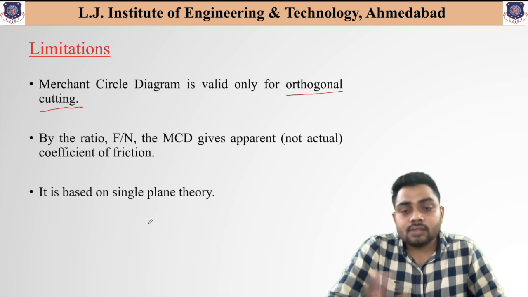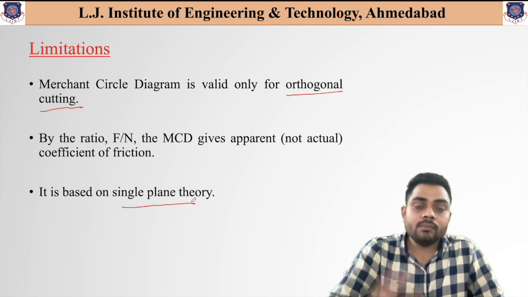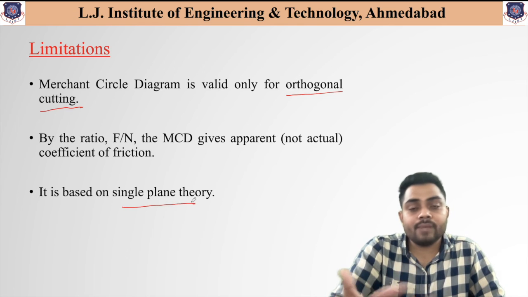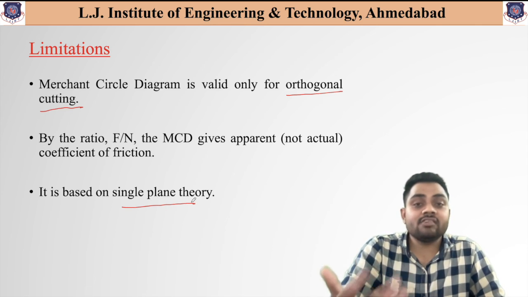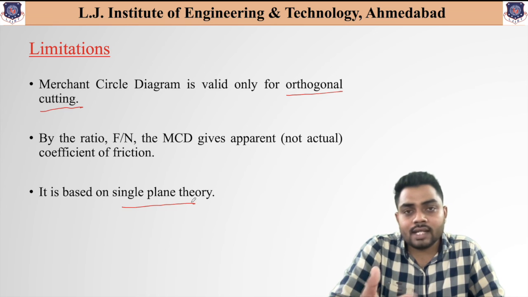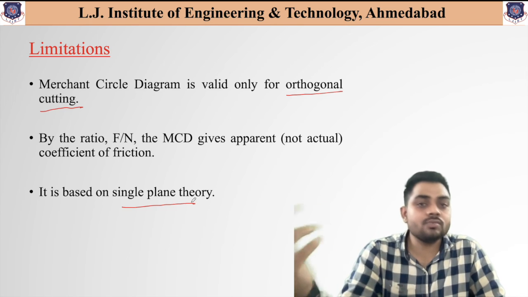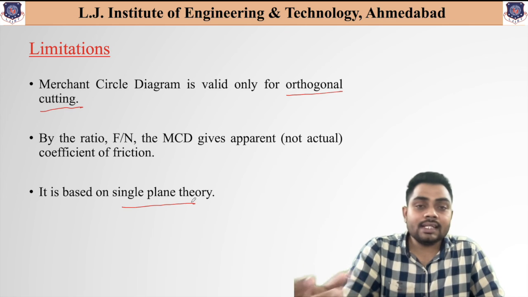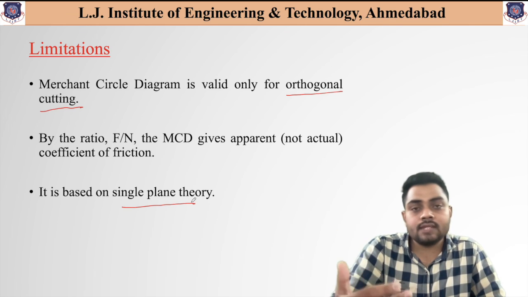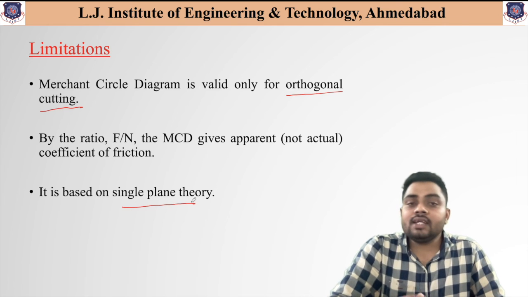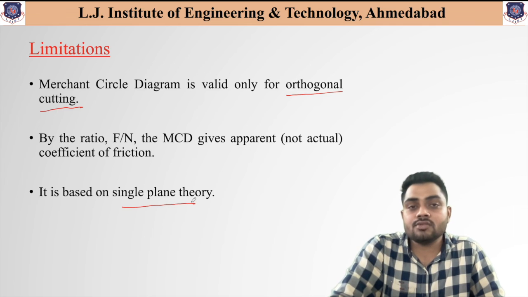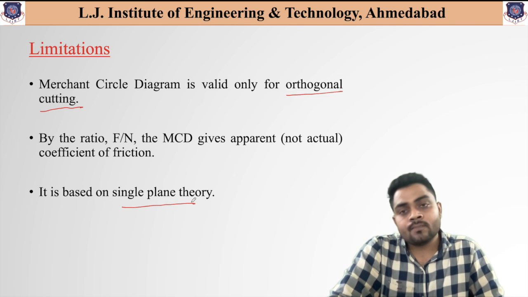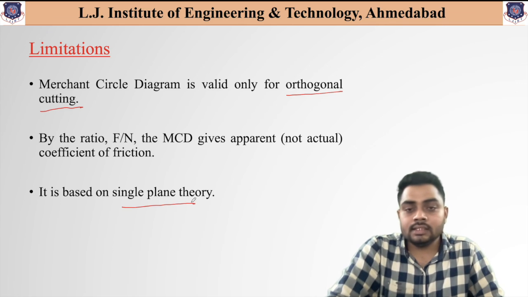And last, it is based on the single plane theory. We are using only one pen and paper, and on the plane of the paper we draw these formulations, whereas the machining process happens in a 3D environment. So there might be chances that we are assuming certain points. So we are not getting the exact values of the forces involved during machining operations, but we can get an idea about the different forces acting and approximate values. So these are the limitations of the merchant circle theory.